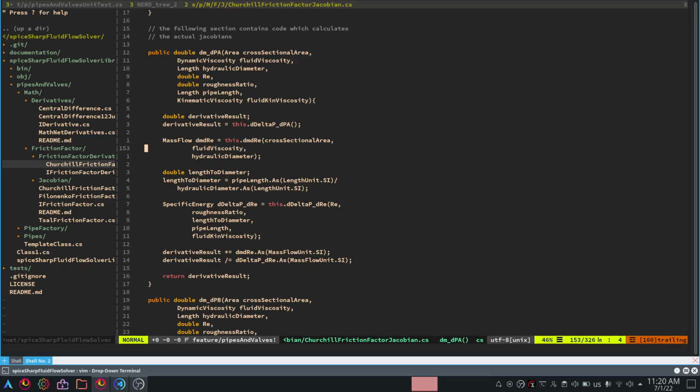we differentiate mass flow rate by Reynolds number. Reynolds number is dimensionless, so the dimensions of this are still mass flow rate dimensions. We need to get the mass flow rate dimensions because it's basically chain rule. We need to do a lot of chain rule over here in order to get our partial derivatives. Where do we get all this chain rule from?